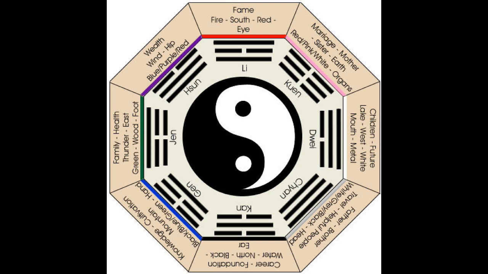Going in a clockwise direction, we come to the next section of the Bagua, knowledge and cultivation. This section corresponds to the element of earth, and the compass direction is northeast, and the colors of this section are black, blue, and green. The body part associated with this section is the hand. The trigram that is associated with this section is Gen, which has a solid line at the top with two broken lines under it and means keeping still.